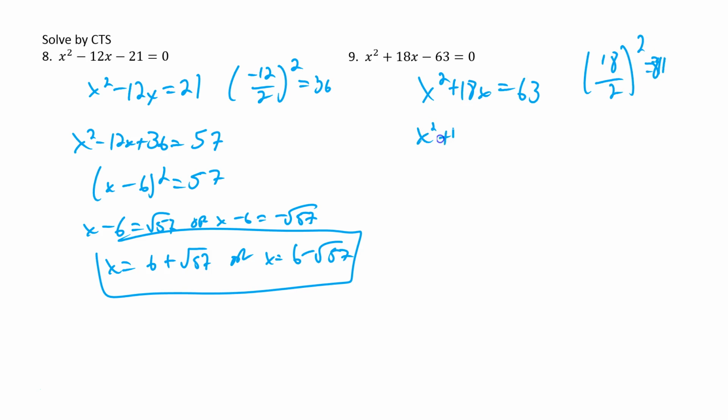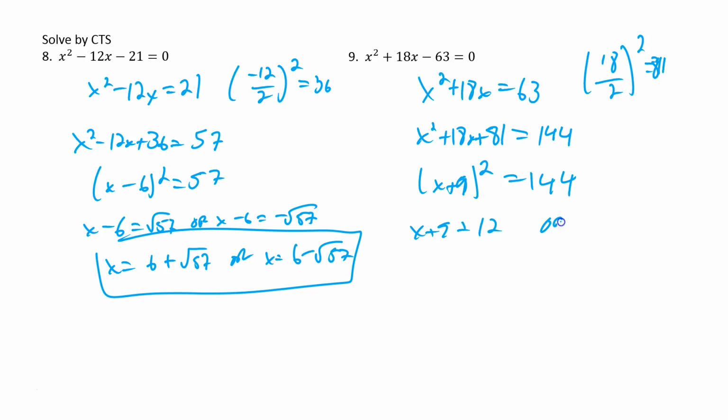So we got x squared plus 18x plus 81 is equal to, let's see, 63 plus 81. That's 144. Oh, that's a nice number. So on the left side we have x plus 9, x plus 9, and that's equal to 144. Square root both sides. So we have x plus 9 could be positive 12, or x plus 9 could be negative 12. Cool. Now we just add 9.